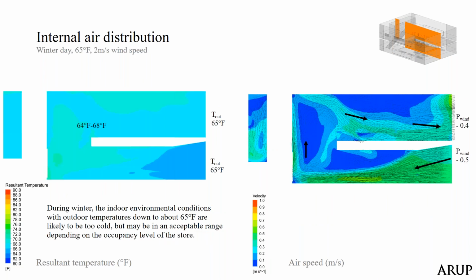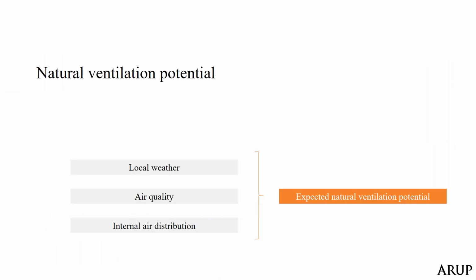Similarly for the winter, this time we didn't have the radiant floor on, and we didn't have internal loads, so we expect the situation to be better, but still it seemed like it was too cold when it's 65 degrees with a very low wind speed. So this helped us set up some boundaries in which we would then calculate the natural ventilation.